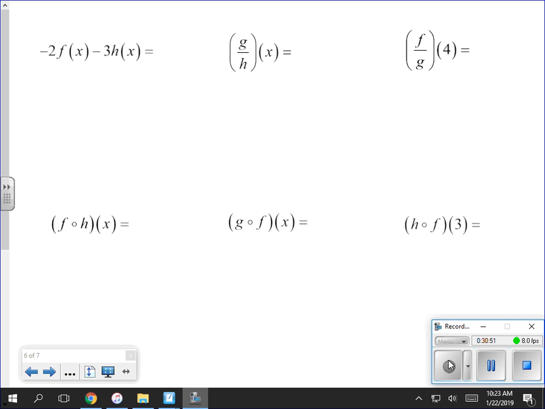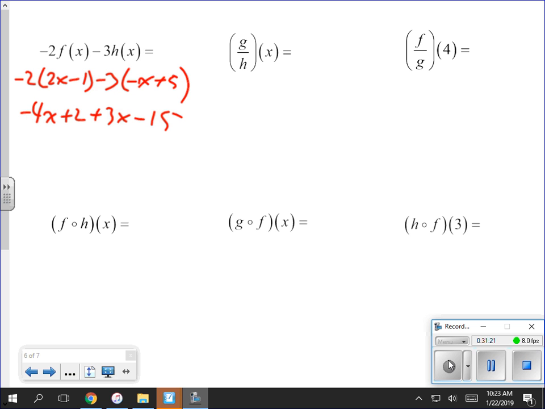Negative 2 of f of x minus 3 of h of x is negative 2 times (2x minus 1) minus 3 times (negative x plus 5). Negative 2 times f of x minus 3 times h of x. That's what that means. Distribute. Negative 4x plus 2 plus 3x minus 15. Combine like terms, you get negative x minus 13.